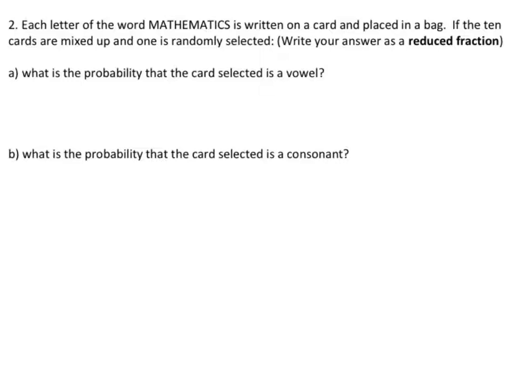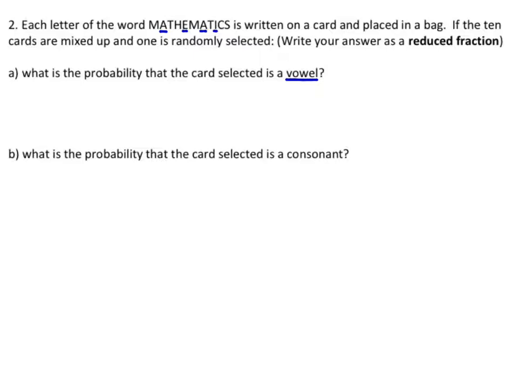Remember, a vowel is A, E, I, O, U, and sometimes Y. So, first thing we need to do is identify our vowels. Well, our vowels are the A, the E, the A, and the I. So the next thing we need to do is identify our sample space. Our sample space is all the possible things that you can get out.